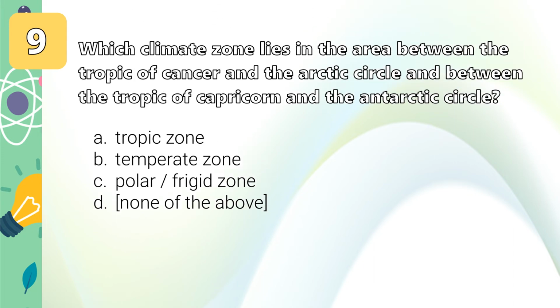Number 9. Which climate zone lies in the area between the Tropic of Cancer and the Arctic Circle and between the Tropic of Capricorn and the Antarctic Circle? A. Tropic zone. B. Temperate zone. C. Polar or frigid zone. D. None of the above.